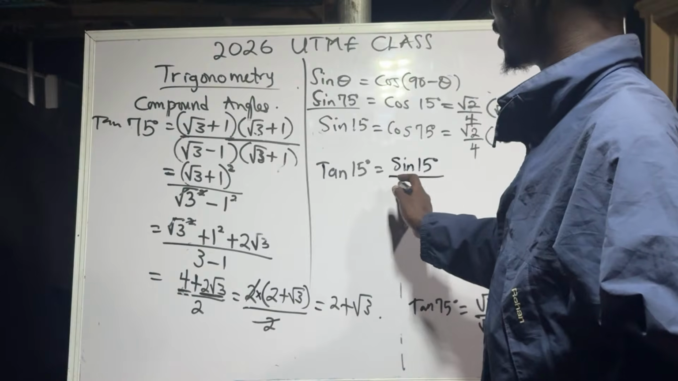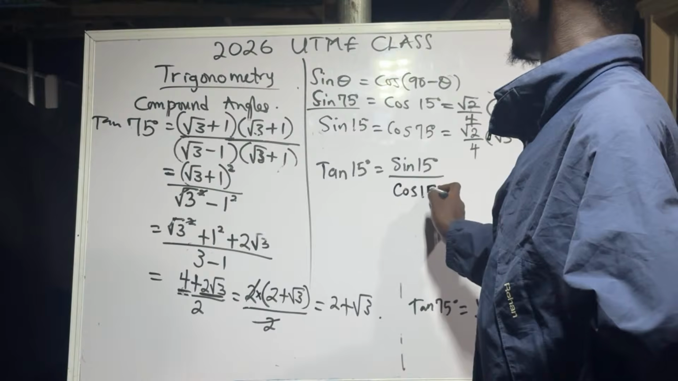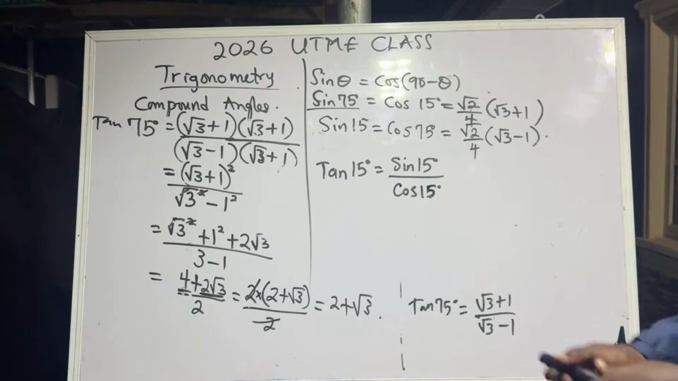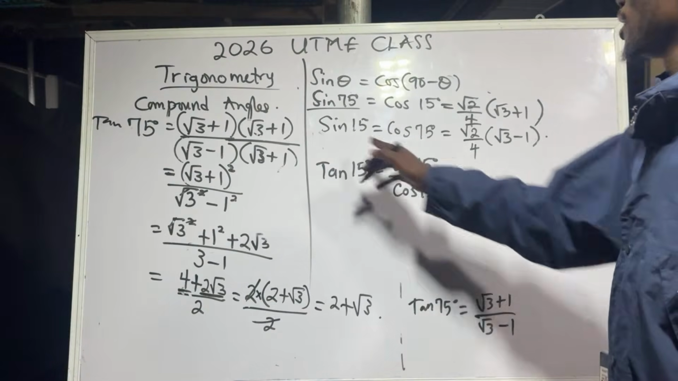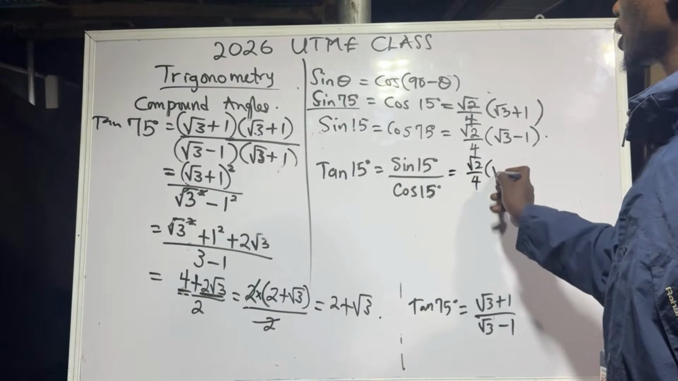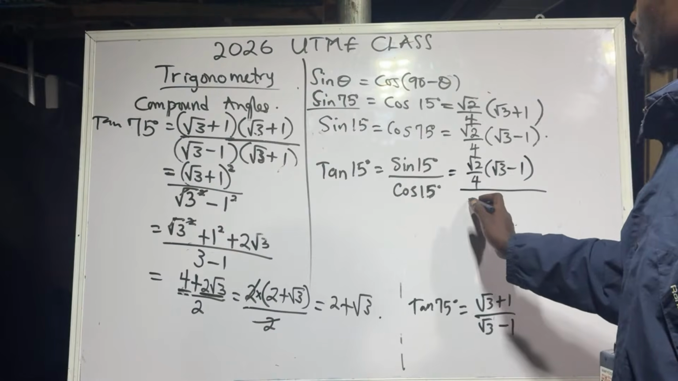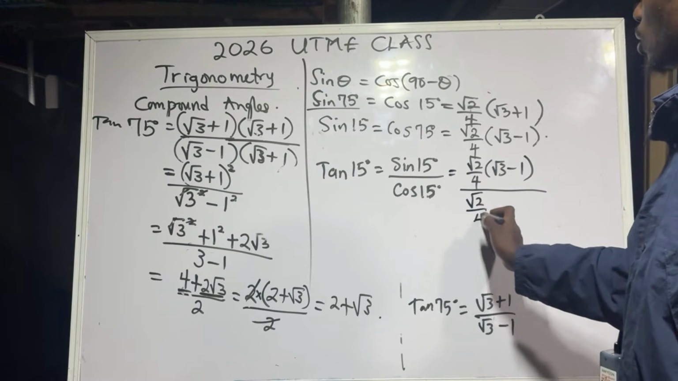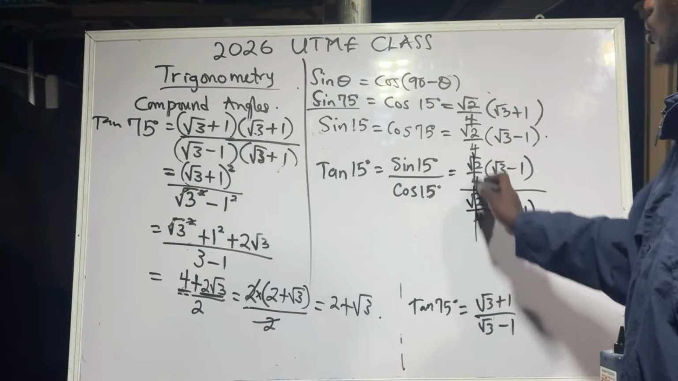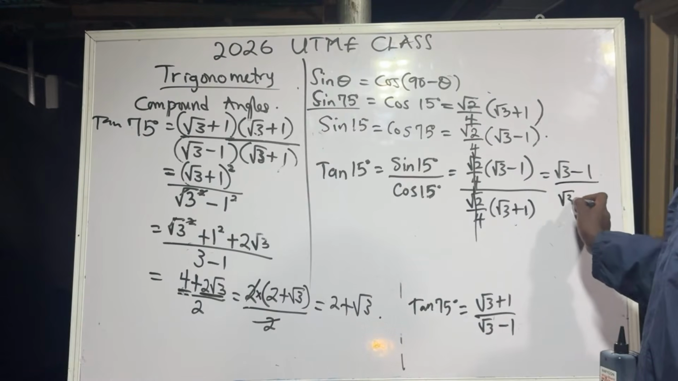Imagine JAM is giving you this kind of question. Cos what? 15. Okay? Sine 15 will be what? Sine 15 over what? Cos 15. So what's my sine 15? Sine 15 is root 2 over 4 in bracket root 3 minus 1, all over my cos 15, which is root 2 over 4 in bracket root 3 plus 1. Okay? This cancels this, and that's what? Root 3 minus 1 over root 3 plus 1.